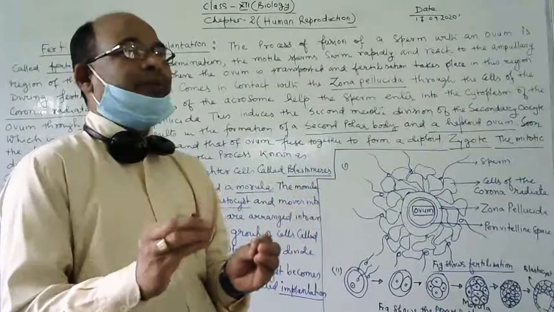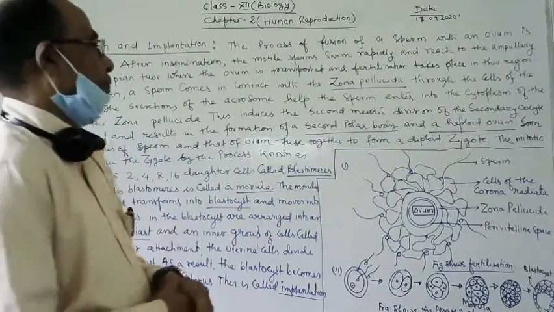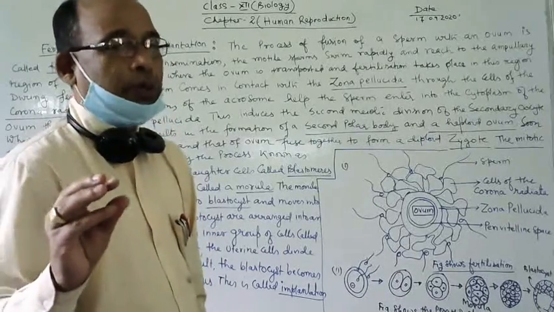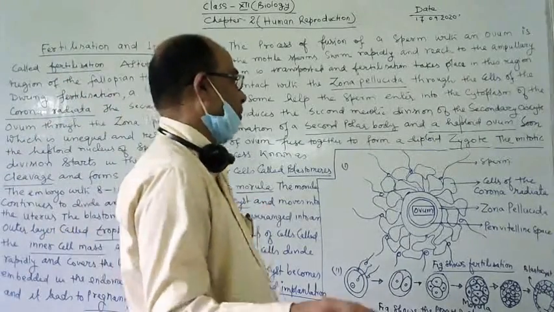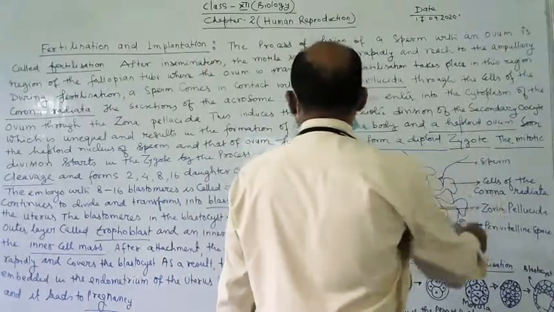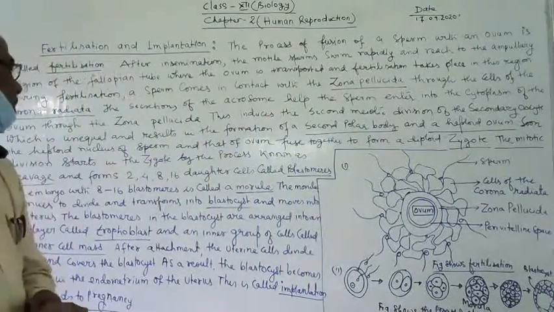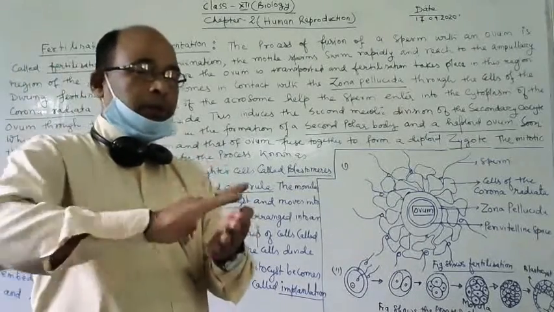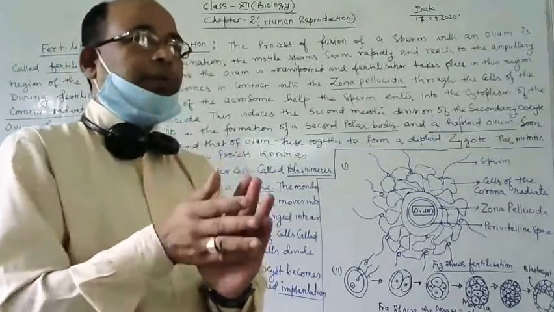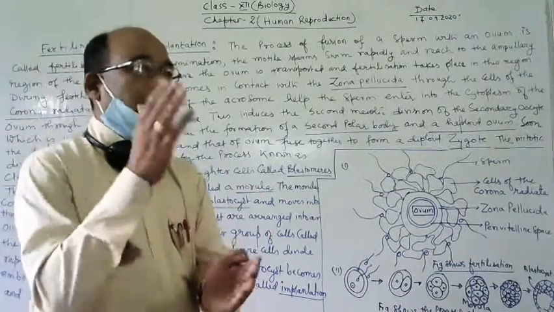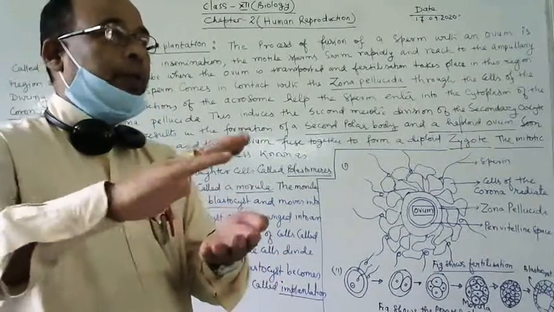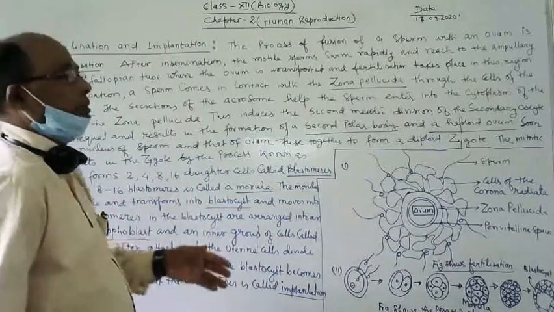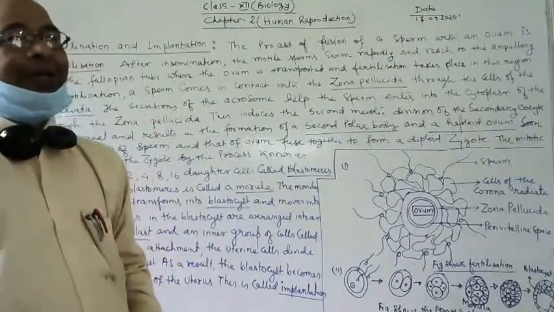That means N plus N combine together to form the diploid zygote, and the zygote is the first unicellular structure. The mitotic division starts in the zygote by the process known as cleavage. Cleavage means the division of the zygote in different planes. Either it may be horizontal or it may be longitudinal. So this division of the zygote is known as cleavage.